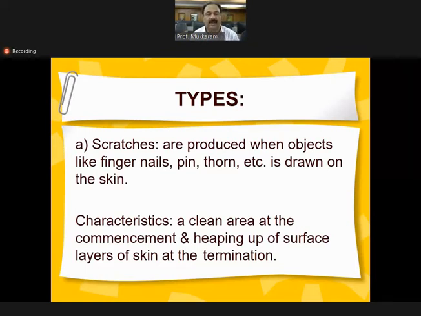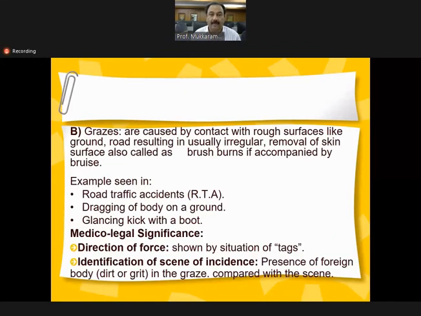So the scratches are produced by fingernails, pins, thorns. You will find the characteristic is a clean area, and you will find the layer of the skin at the termination. There will be tailing in it.